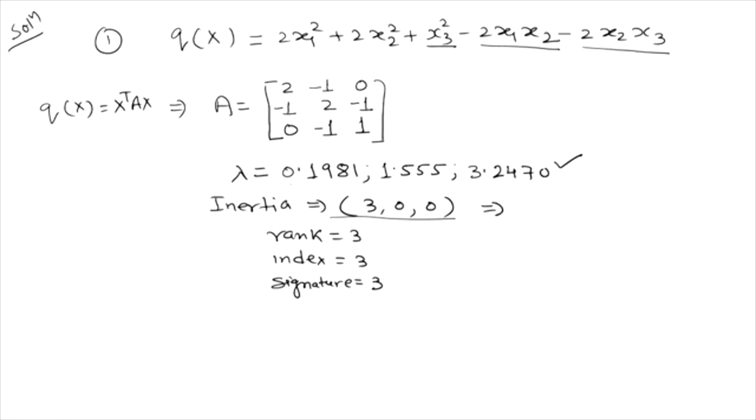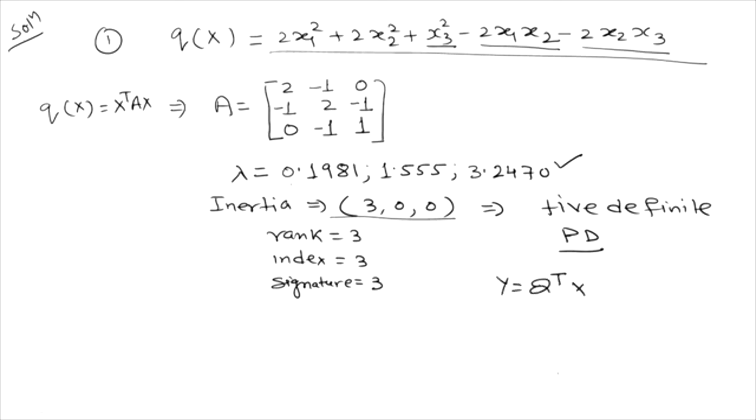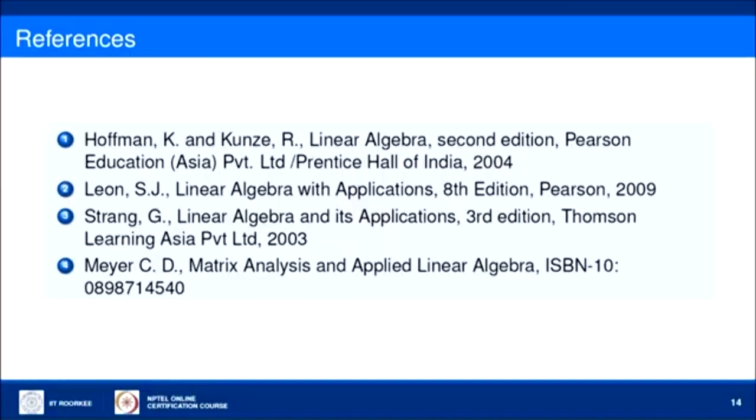So, in this way, since all the eigenvalues are positive, and rank equals index equals signature, I will say the matrix is positive definite, PD, and hence the associated quadratic form is also positive definite. I will ask you to work this out and find a suitable transformation y equals q transpose x such that Q(x) can be written as y^T D y, meaning the corresponding diagonal representation of the quadratic form, and you will see the entries of D will be 0.1981, 1.555 and 3.2470. So, with this I will end this lecture.